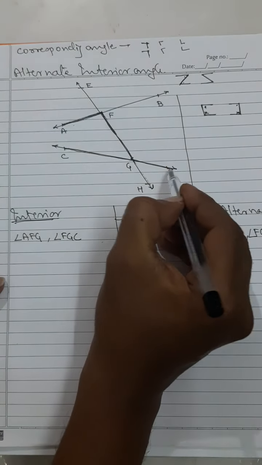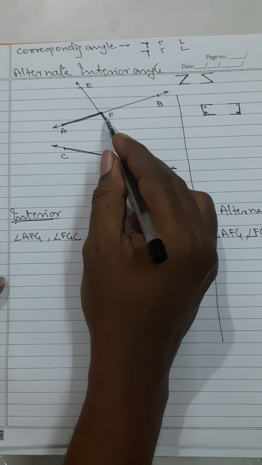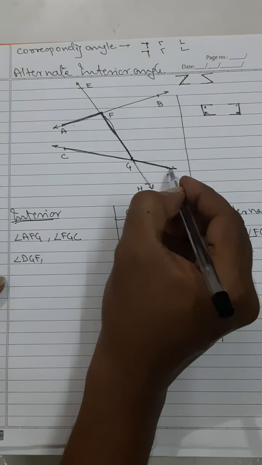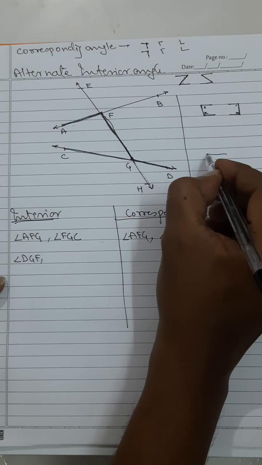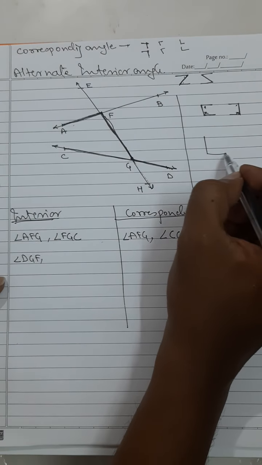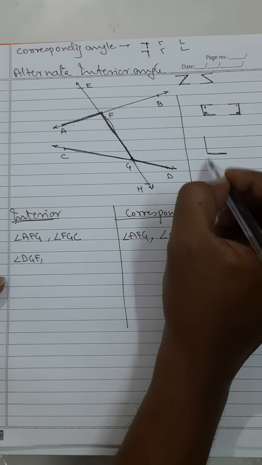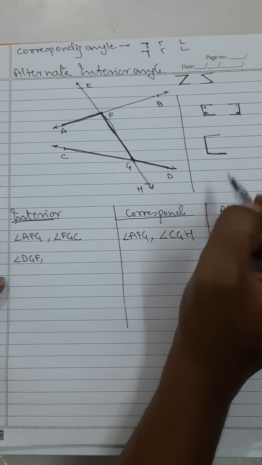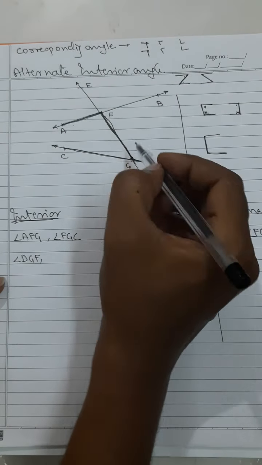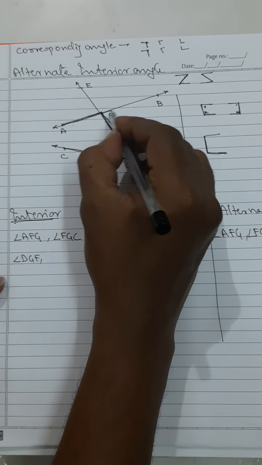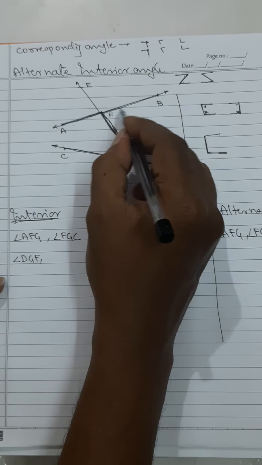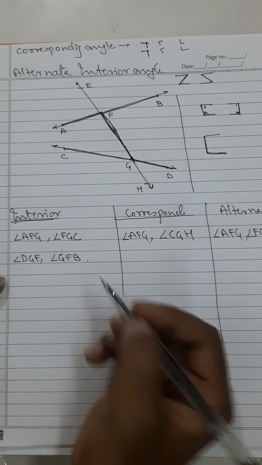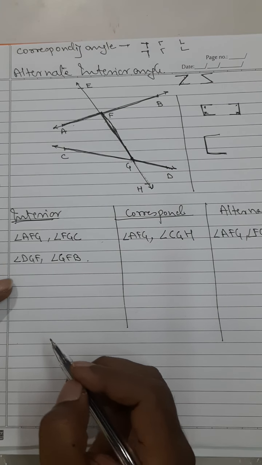Similarly, supposing I go for angle DGF. DGF is coming like this. Now to make a C, I will have to repeat this and make a C over here. Fine, DGF, to make a C, I will have to take angle GFB. Are you getting it, my dear students?